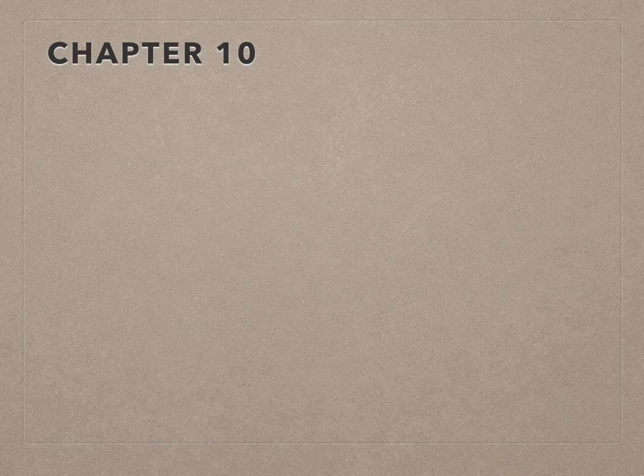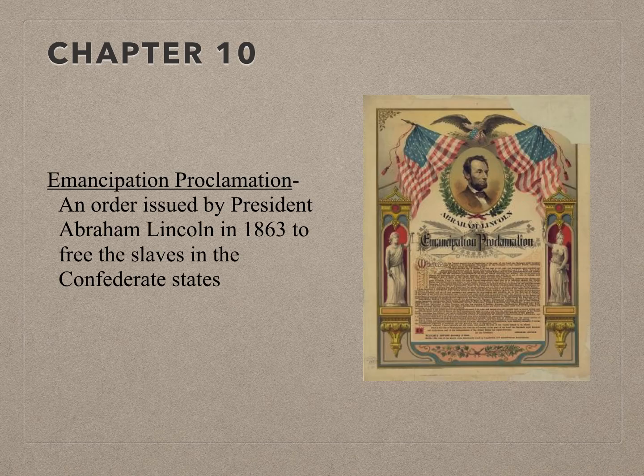The Emancipation Proclamation. This was an order issued by President Lincoln in 1863 to free the slaves in the Confederate States. Emancipation means to set free. So Lincoln decides to emancipate or free slaves in the southern states with the Emancipation Proclamation.